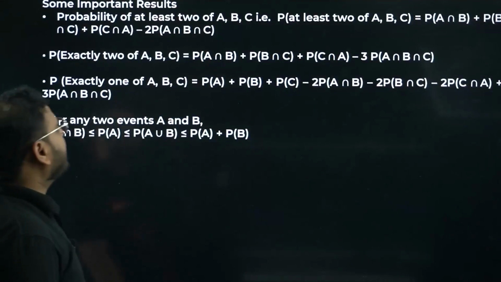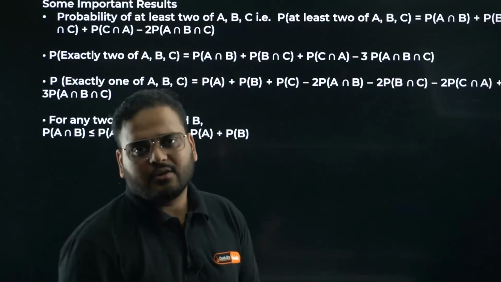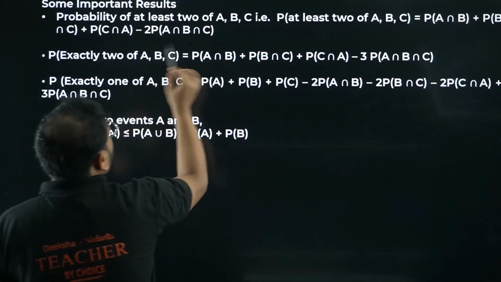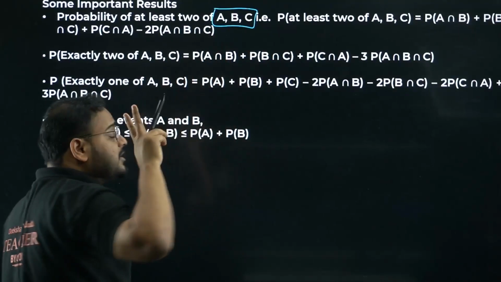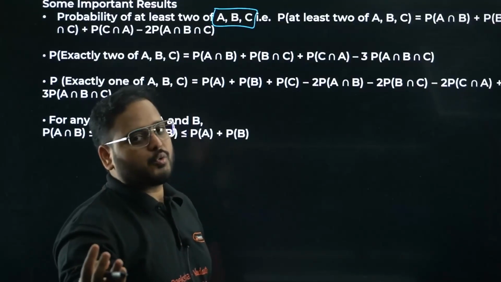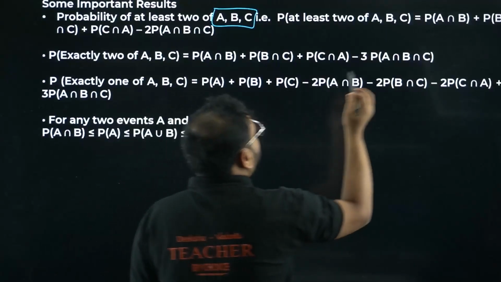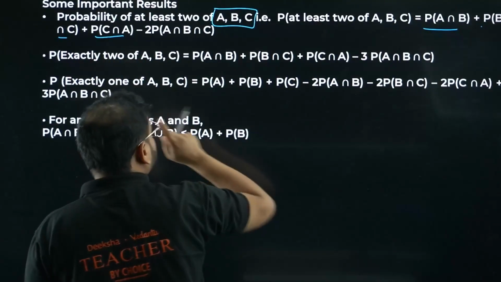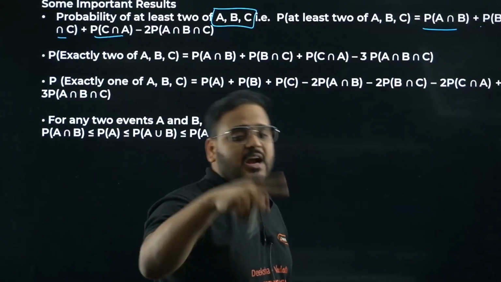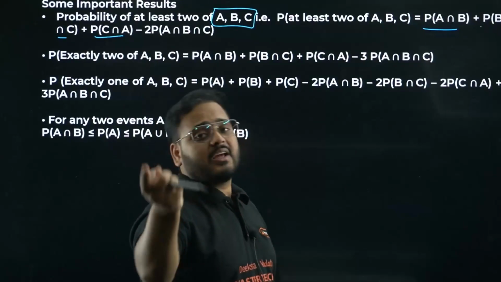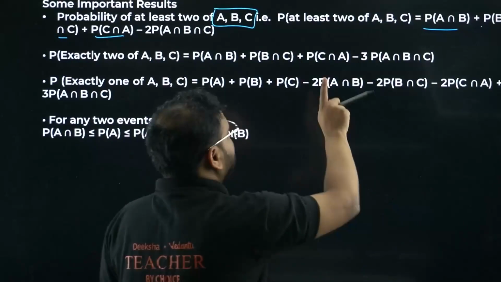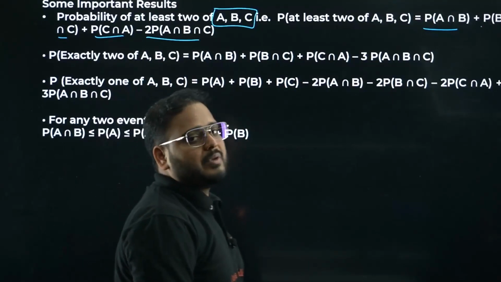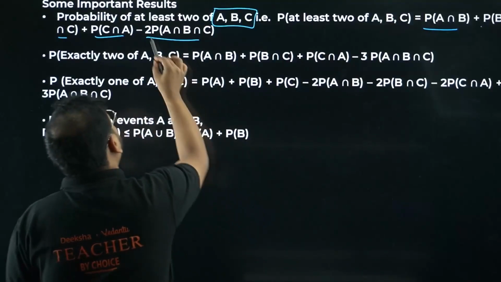Some important results we have again on the operations of union and intersection. Let's check the first one: at least 2 events. Let's start with 3 events A, B, C, where we want at least 2 to occur. At least 2 means maximum 3 is also okay, but at least 2 should be there. What do you write? A intersection B, B intersection C, C intersection A. Why intersection? Because we want two, A and B or B and C or C and A, but two should be there, right? That's why intersection A with B, B with C, C with A, and removing the overlapping part A with B with C, it will come two times. That's why removed two times.